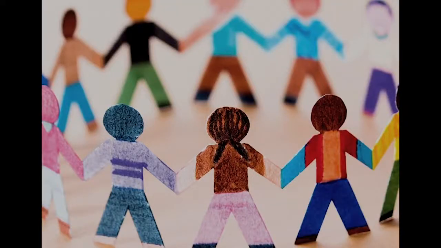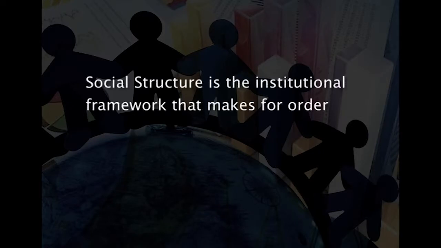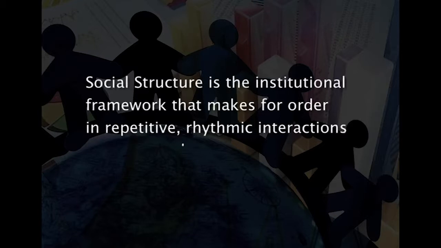It is not concerned with people as individuals, in groups or in organizations forming the society, nor the ultimate goal of the relationship. Rather, social structure deals with the organization of the relationships, how they are arranged into patterns. The concept of social structure assumes that human social relations are not arbitrary or coincidental, but rather they follow certain patterns that can be identified. Social structure is the institutional framework that makes for order in repetitive, rhythmic interactions among people.